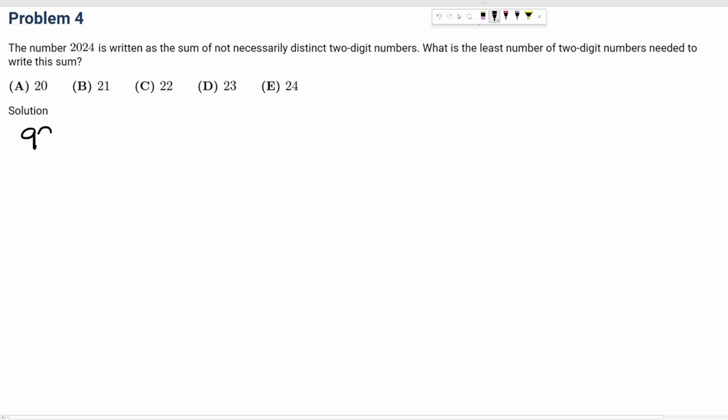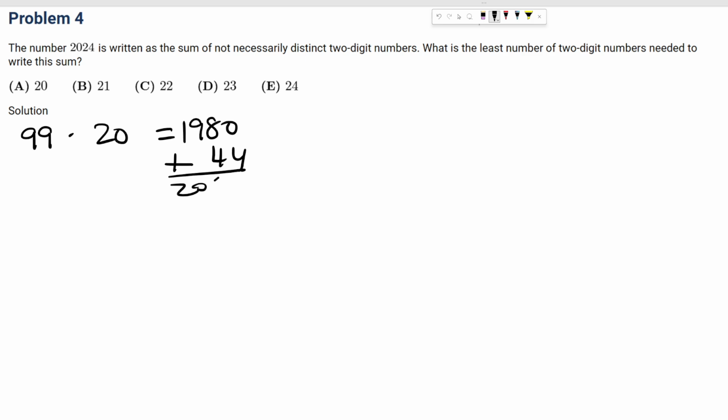So the biggest two-digit number is 99, right? Let's just try using 20 of them right now. This is 1980. So that means if we add together 20 two-digit numbers, it's always going to be at most 1980, which means we're guaranteed to have to use a 21st one. So now we can just add 44, and this will give us 2024.